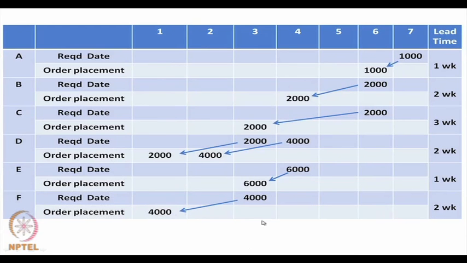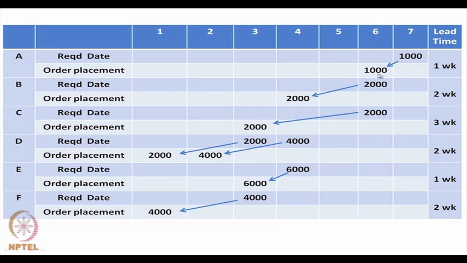Now, we show this in this form. A, B, C, D, E, F are the parts: final assembly, 2 subassemblies and different parts. We need to have A 1000 units and it has a lead time of 1 week. Therefore, the order for item A must be placed 1 day before, that is on 6th of August.